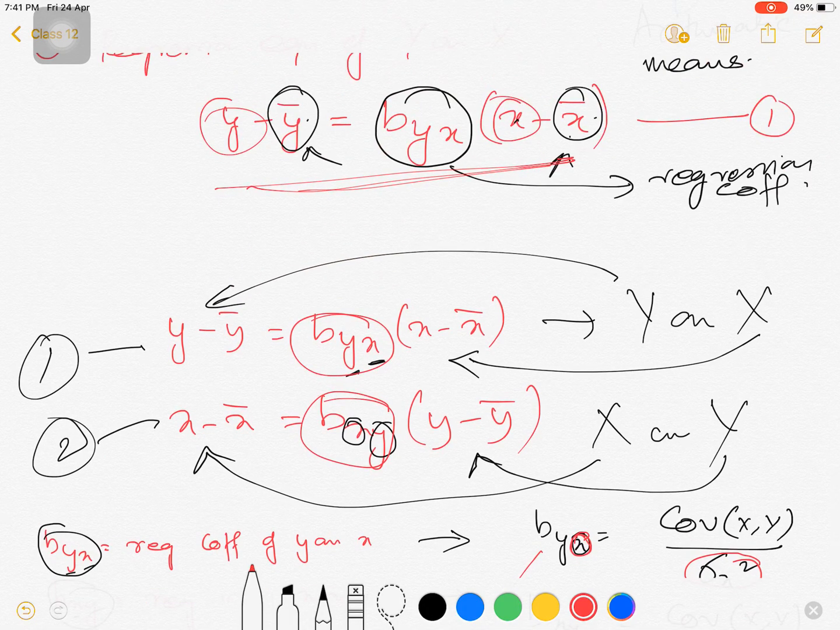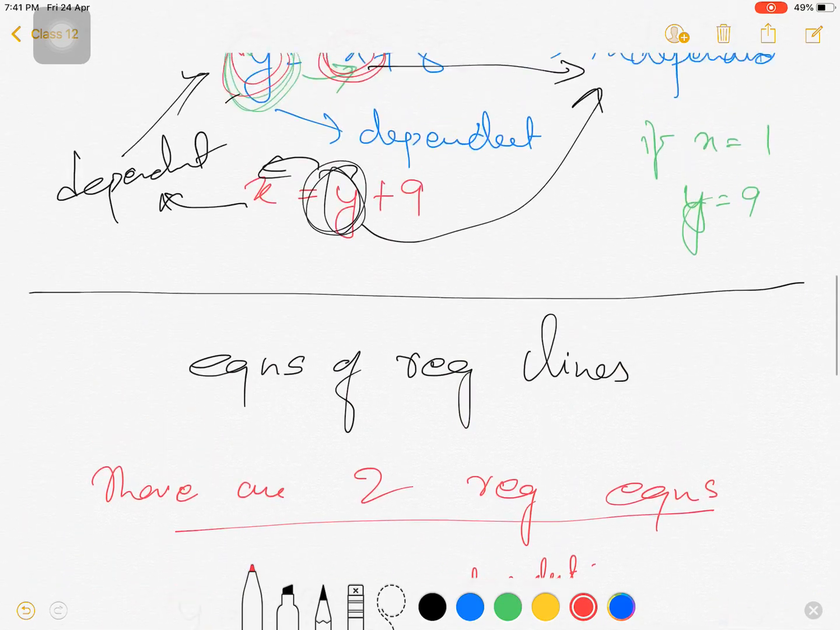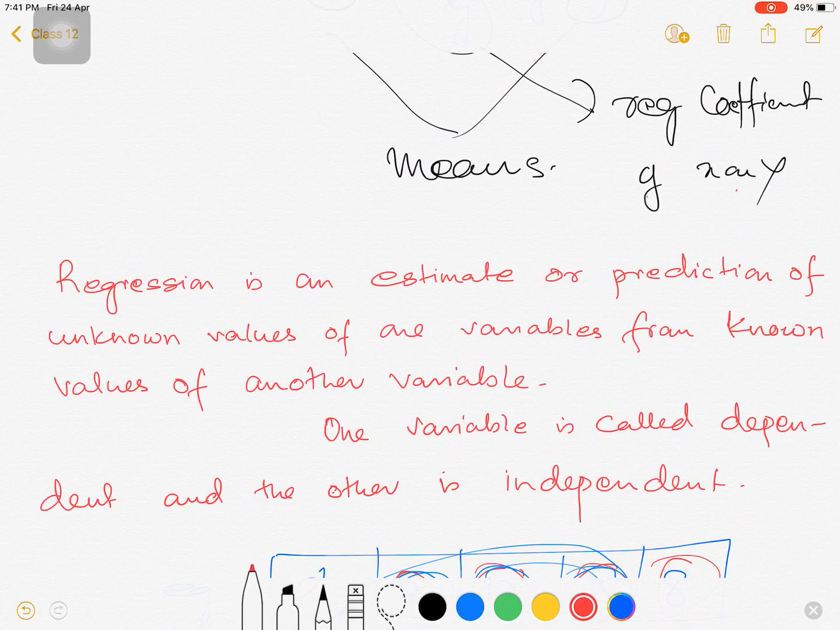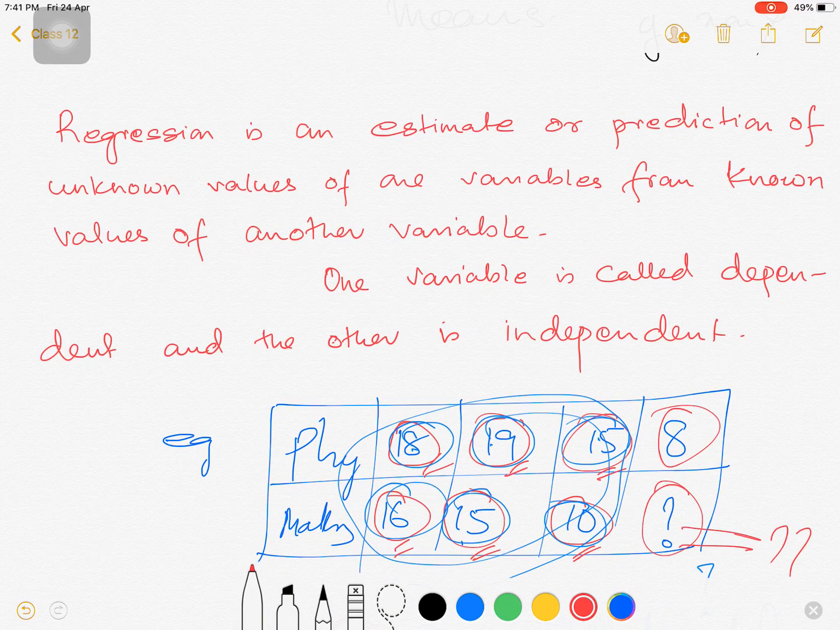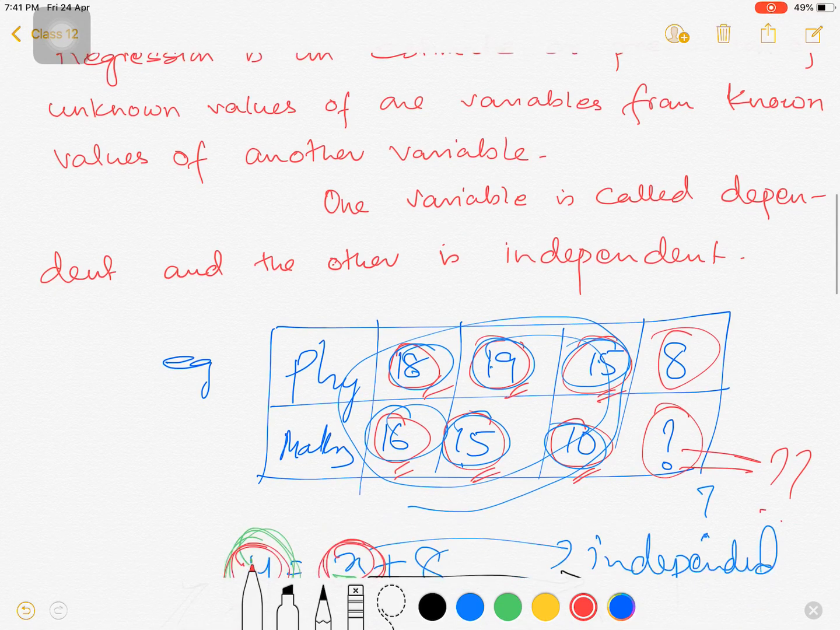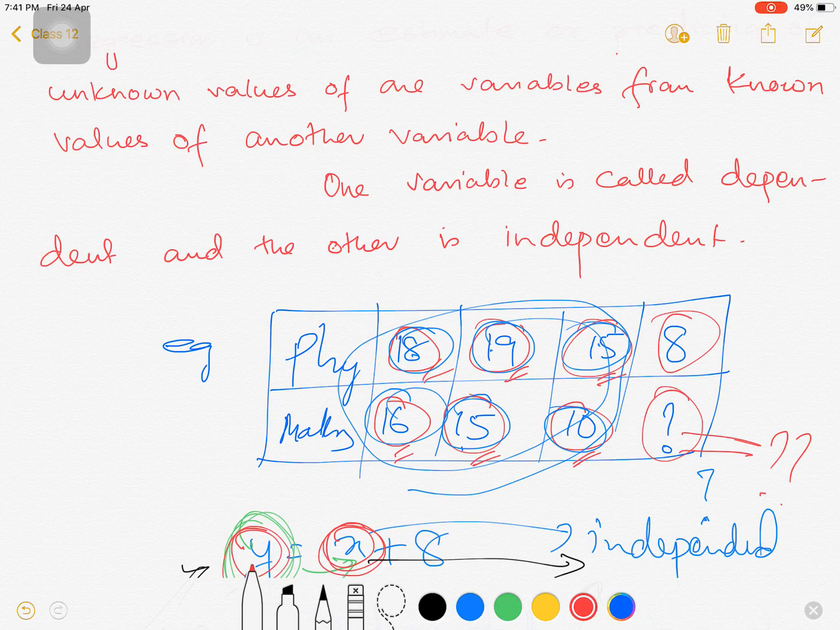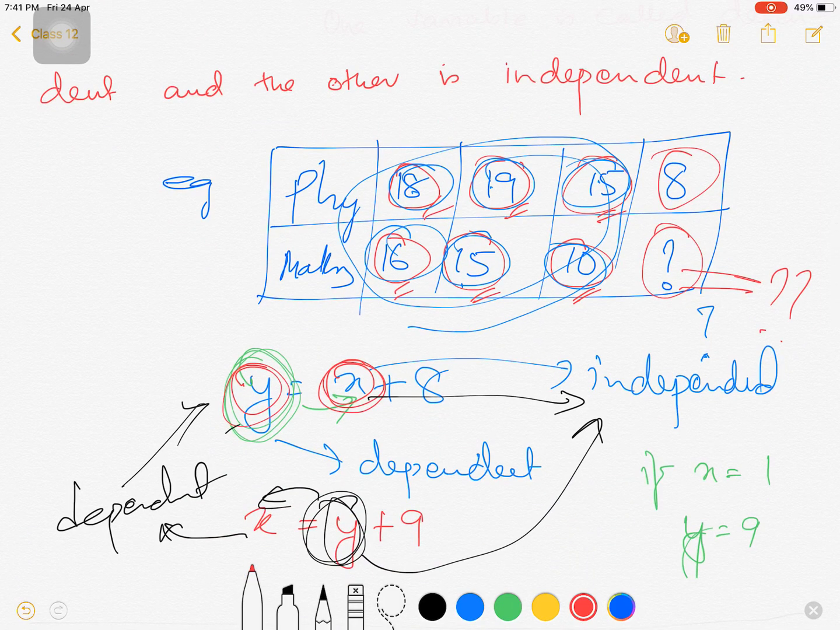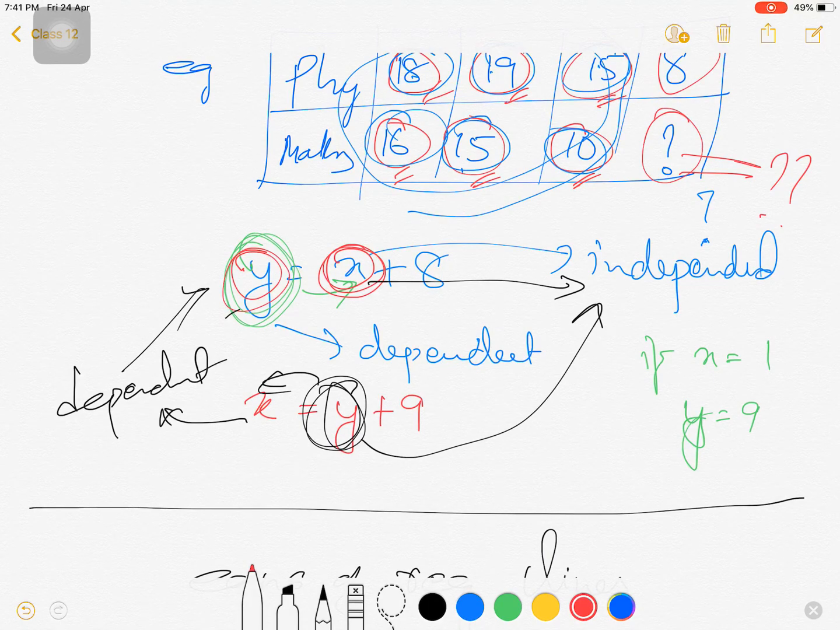Let's quickly revise. Let's come to the beginning. Regression is an estimate or prediction. How do you do that? By looking at the known values of the variable, we find the unknown values, by comparison. Usually while calculating regression, one value will be dependent and the other independent. How do you know? It's very simple. When the values of x depend on y, then x is dependent. When the values of y depend on x, then y is dependent.